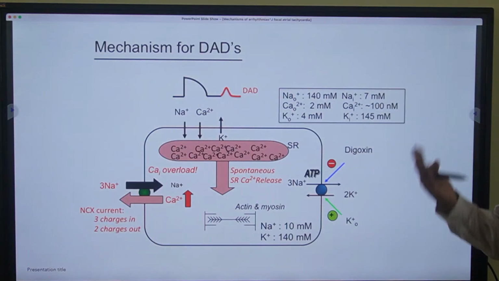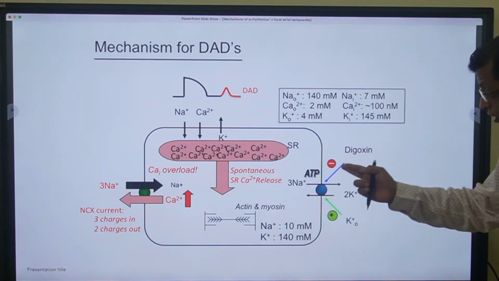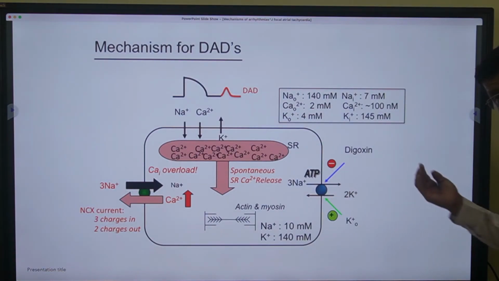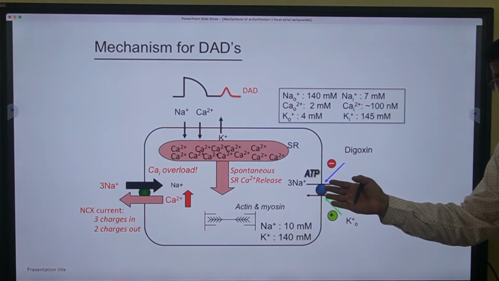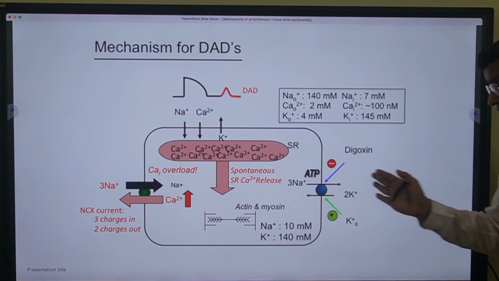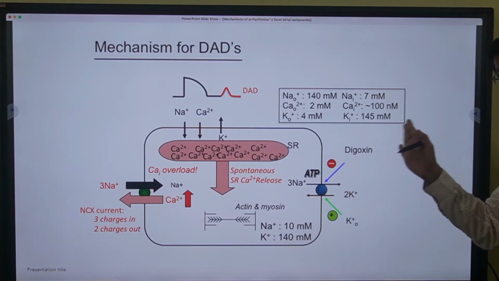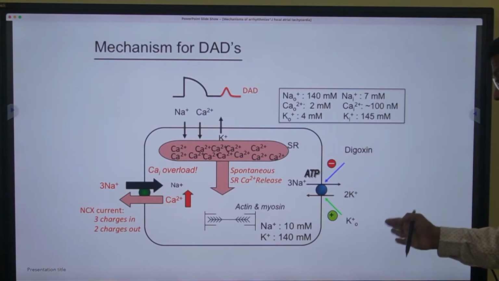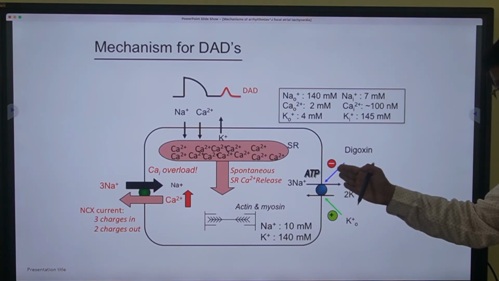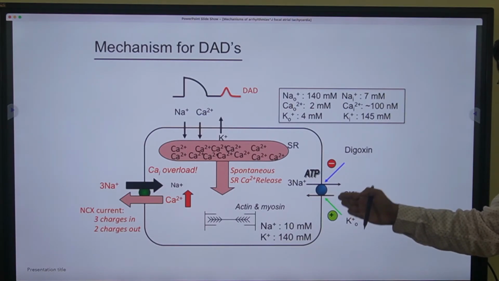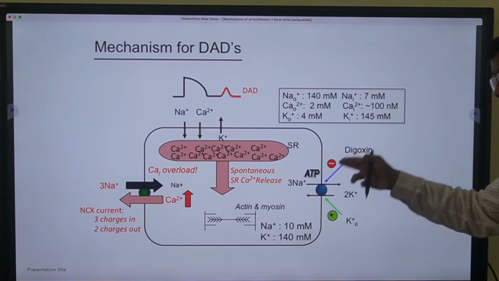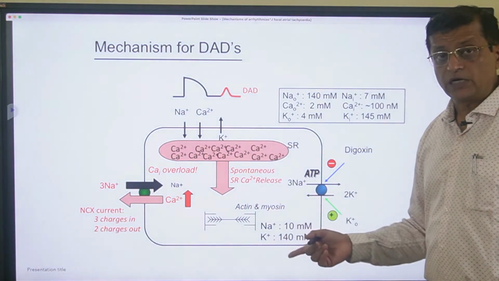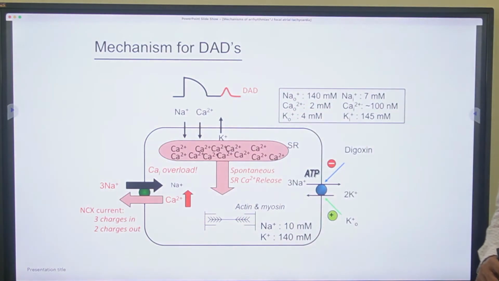encouraged or intensified by digitalis, because digitalis blocks the sodium potassium pump. The sodium potassium pump takes 3 sodium outside and brings 2 potassium inside. So net positive charges are sent out by this sodium potassium ATPase. This helps in keeping the cells electronegative. But this is blocked by digoxin. So digoxin can increase the chances of developing arrhythmias due to delayed afterdepolarization.